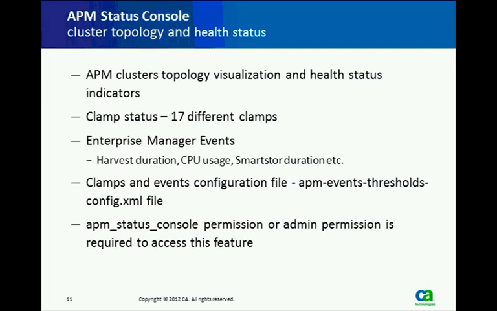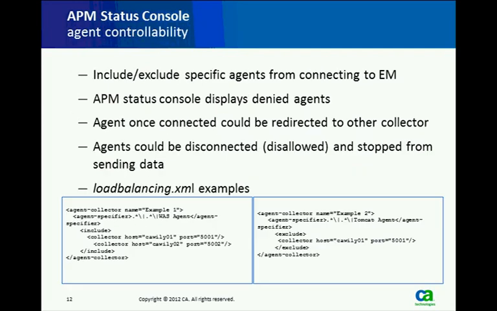And of course, because this is really more of an Enterprise Manager admin type of activity, we do provide access control via this APM Status Console permission. So customers would need either this permission or have full admin permission to the Enterprise Manager to be able to access this feature. Also on the APM Status Console is the agent controllability. This is really around better managing the manageability and controllability of what a number of customers have actually called rogue agents.